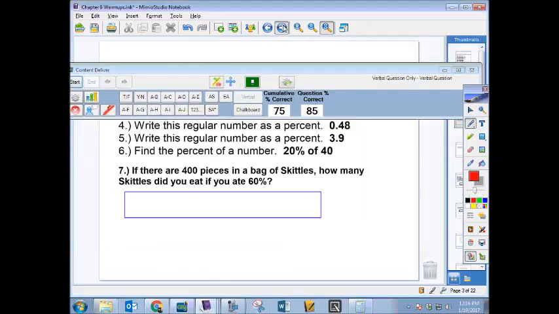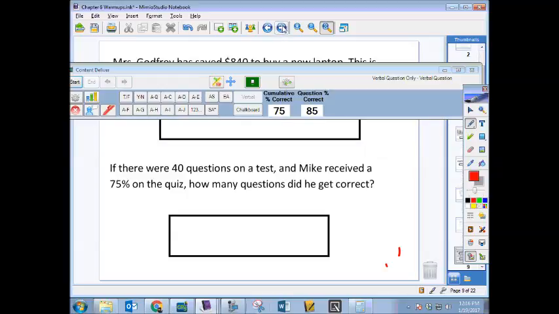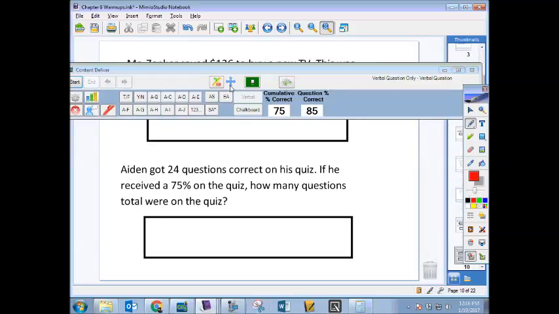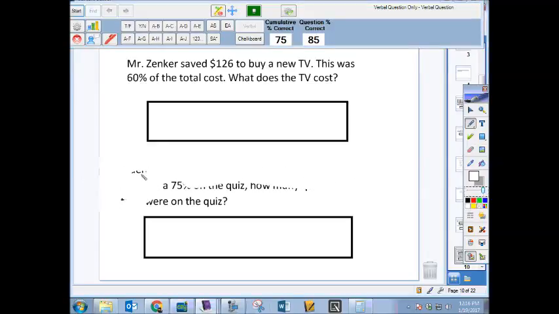Let's go on here. Let's do a strip diagram question. Okay, I would like everybody to do the top one, please. The top one.